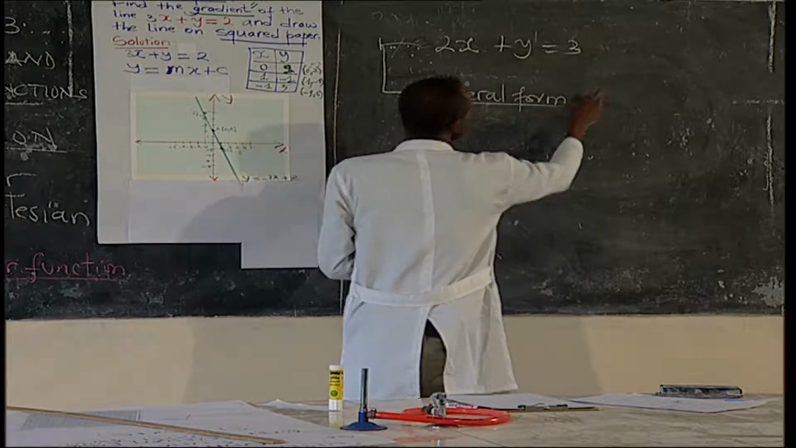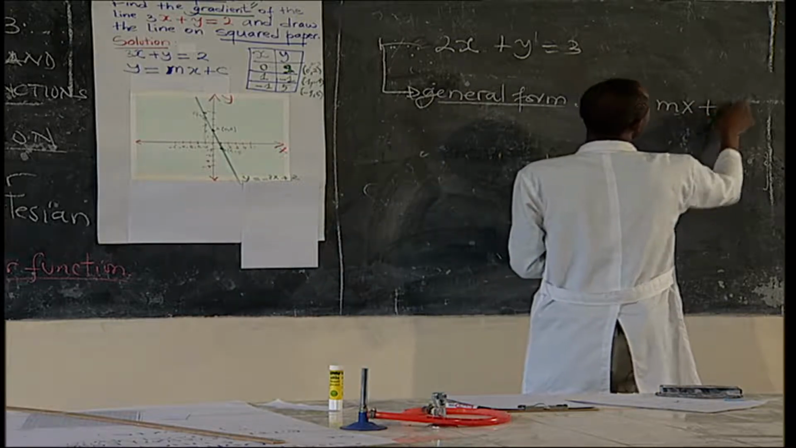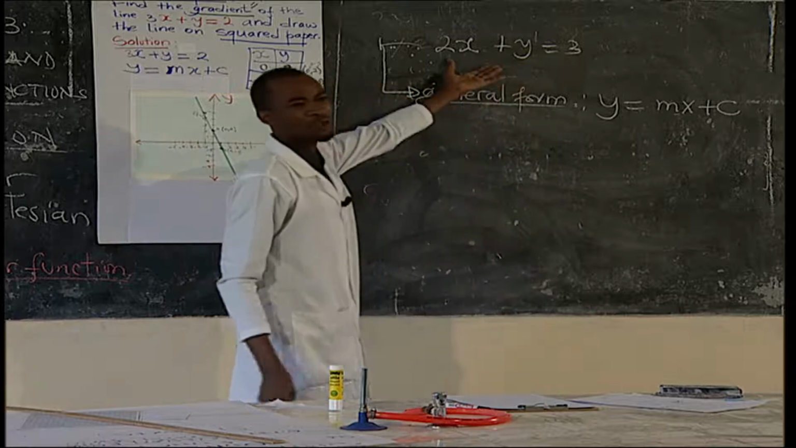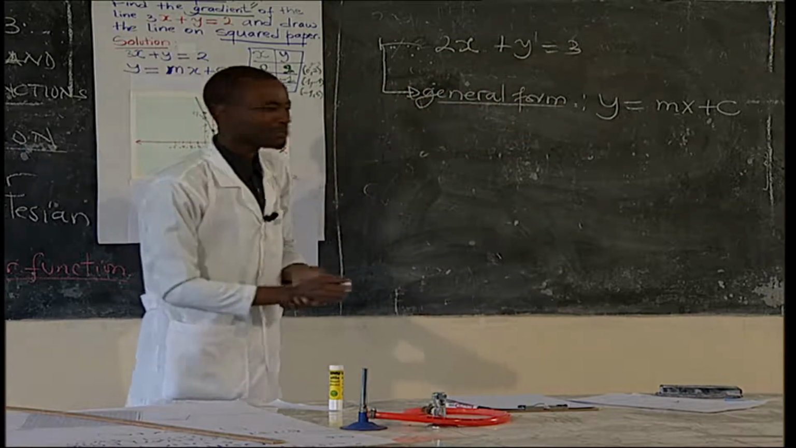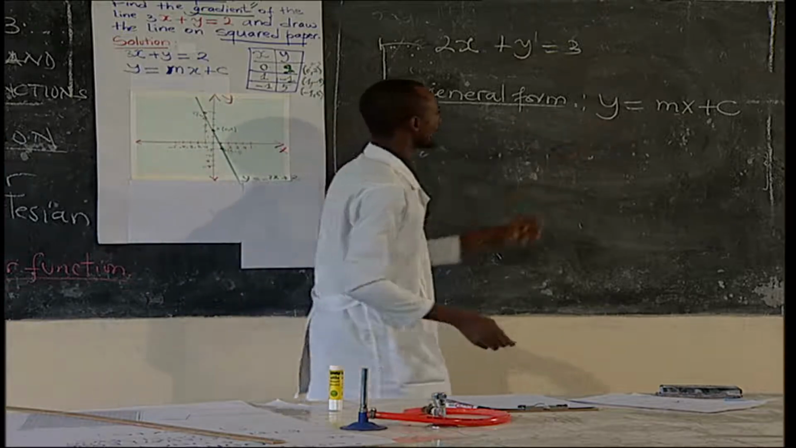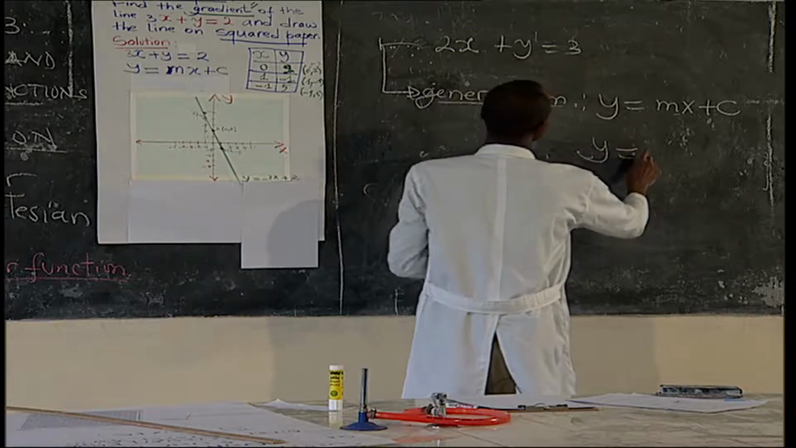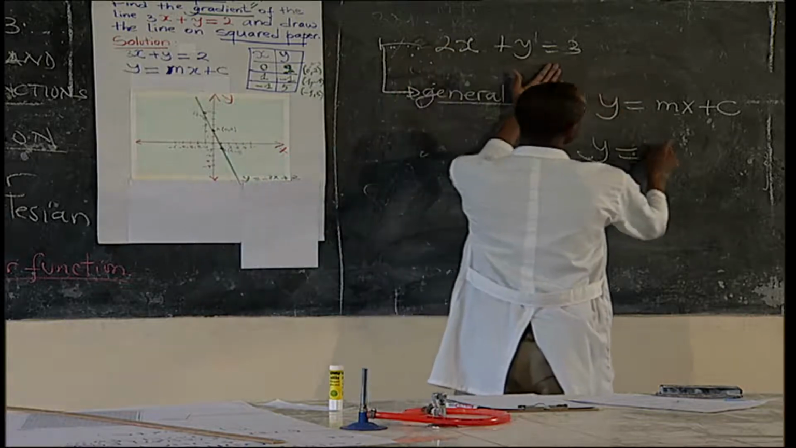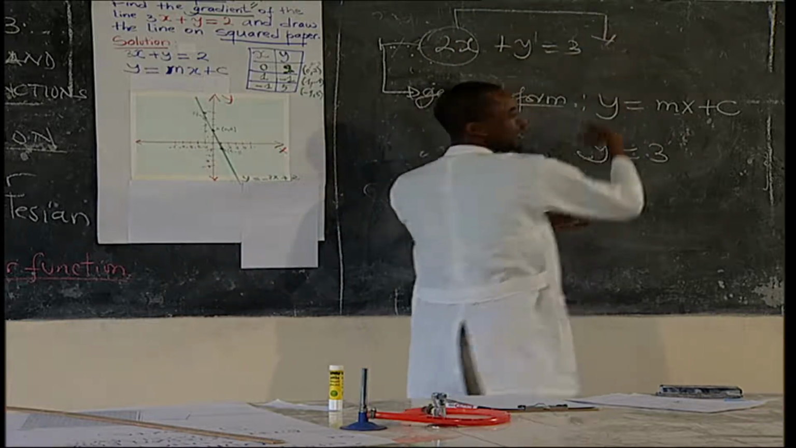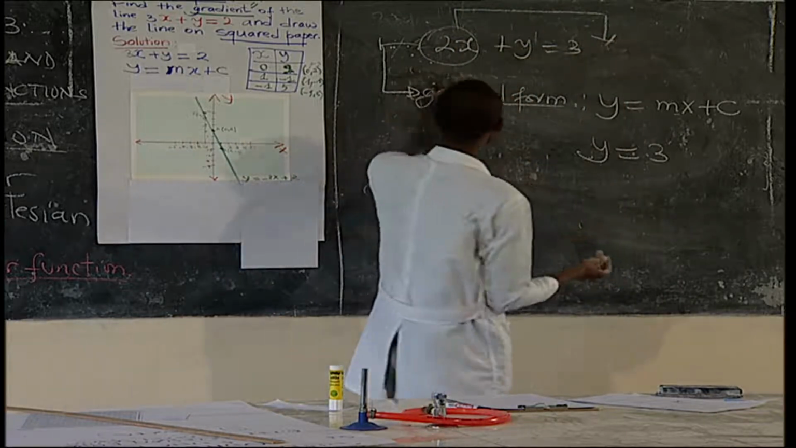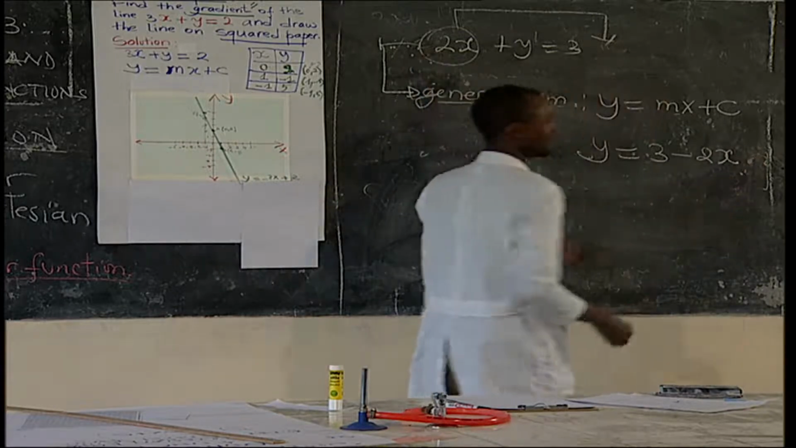The general form of a linear function is y equals mx plus c. But our question here is not in the general form. It's somehow mixed up. You need to bring it to this form. How do we do this? We have y equals 3. I keep 3 here. And if I take this one to the other side, it changes sign. Here it was positive, then here it becomes negative 2x.